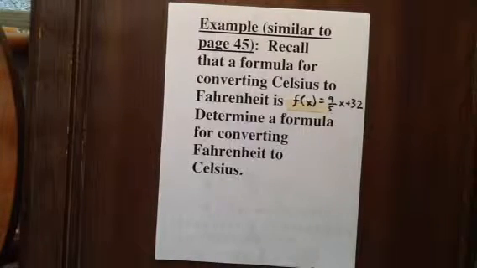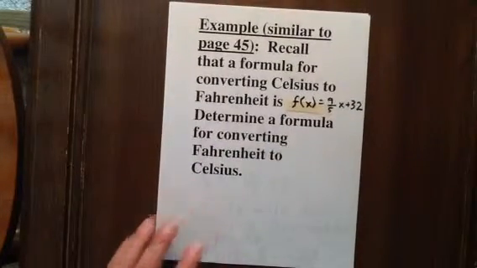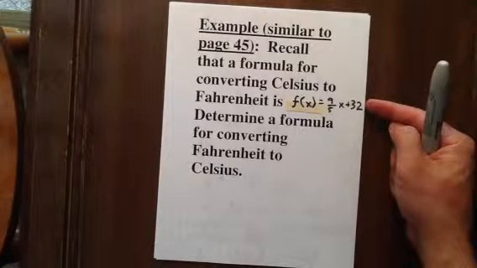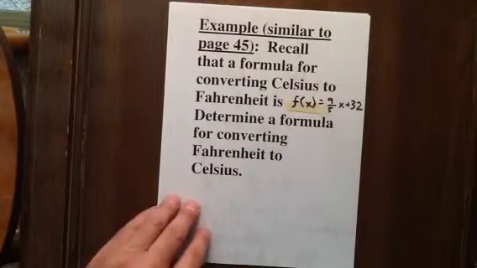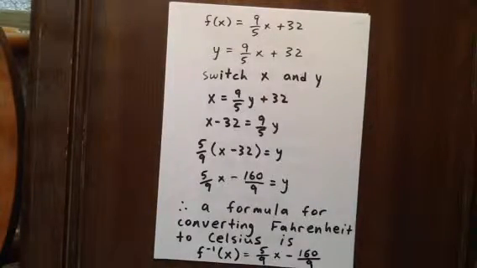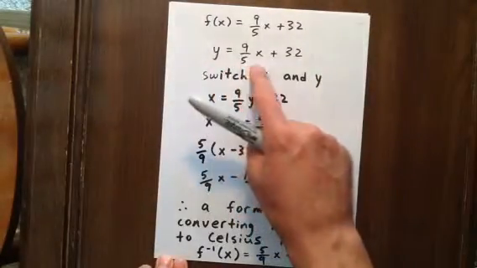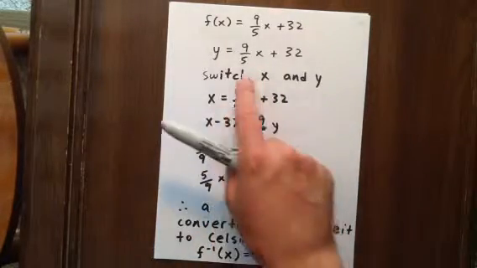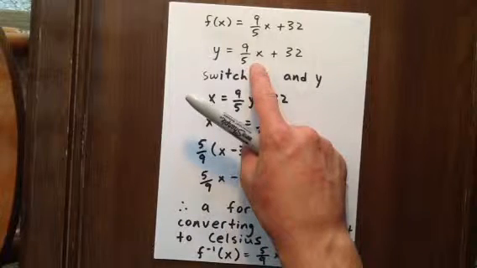Now, we can also do some word problem type questions. Looking at this example, we recall that a formula for converting Celsius to Fahrenheit is f of x equals 9/5 x plus 32. We're going to develop a formula for converting Fahrenheit to Celsius. Well, this is a lot like finding an inverse. We see y equals 9/5 x plus 32. But this y is the Fahrenheit temperature, and the x is the Celsius temperature.